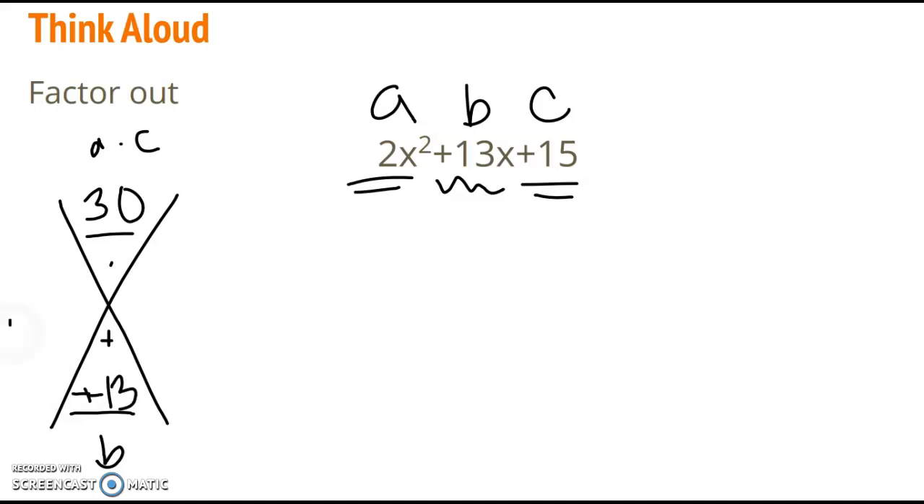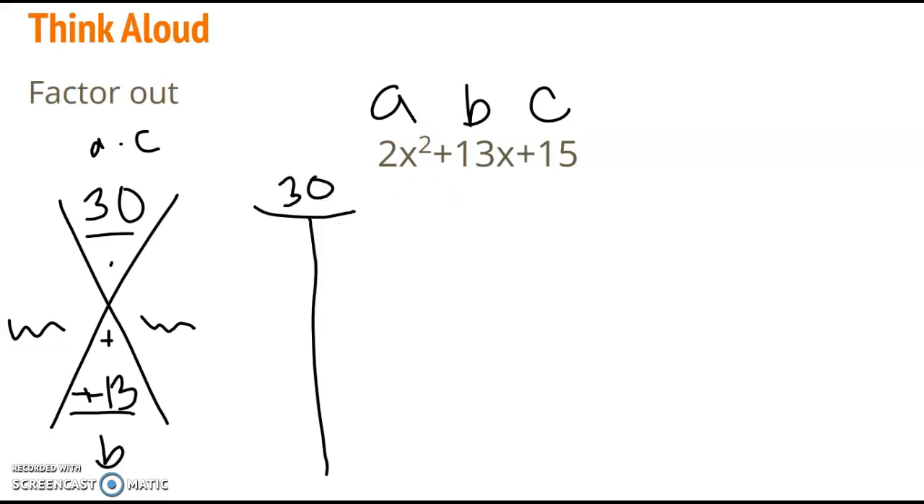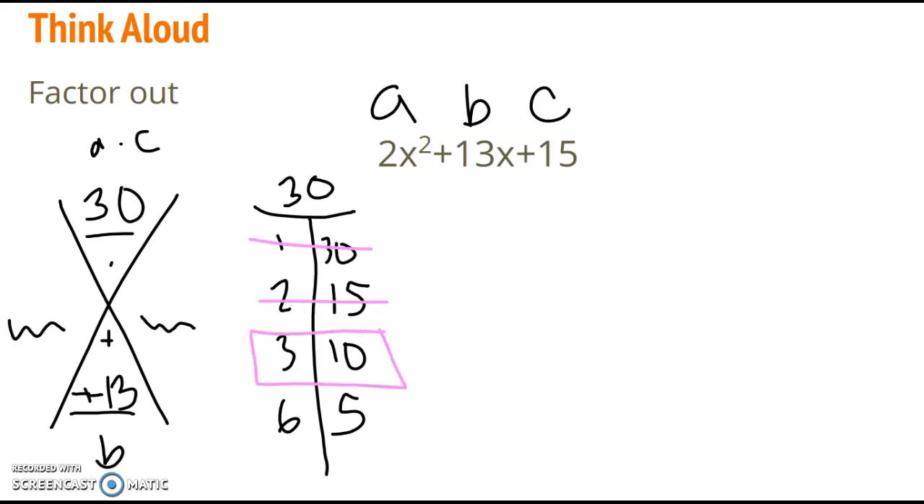In order to find out my information on this side, I need to factor out all my possibilities of 30. I know 1 times 30 gives me 30. 2 times 15 gives me 30. 3 times 10 gives me 30. And 6 times 5. Now I want to see what two things add up to give me 13. The first one doesn't add up to give me 13. The second one does not add up to give me 13. But 3 and 10 add up to give me 13.